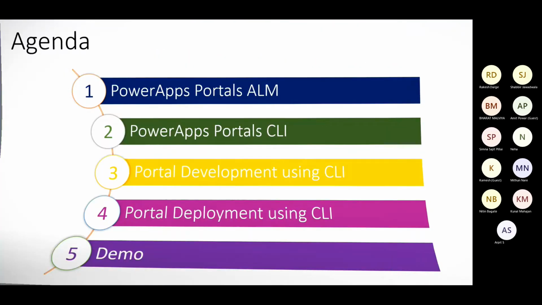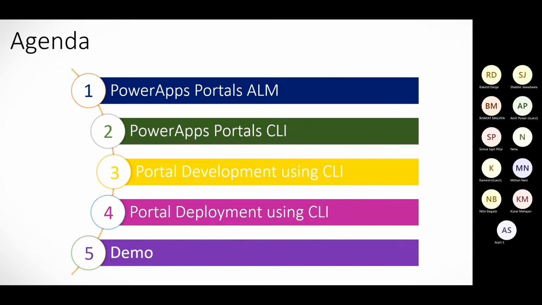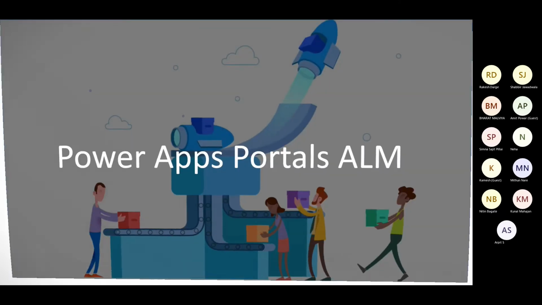Let's discuss the agenda quickly. First, we are going to discuss the fundamental concepts of Power Apps portal ALM. Then we're going to discuss the Power Apps portal CLI, one of the most recent updates Microsoft has introduced on the portal side, especially from a deployment perspective. It is one of the most used features right now. Then we'll discuss the development strategy using CLI and the different options we have, and then the deployment, obviously. I also have some interesting stuff to show you so that in your upcoming projects you can start implementing portal CLI and make your development and deployment strategy smooth. So let's discuss ALM first.